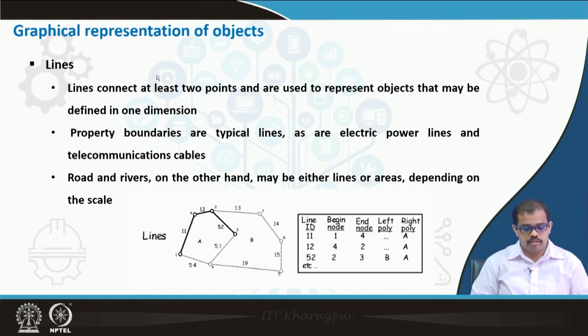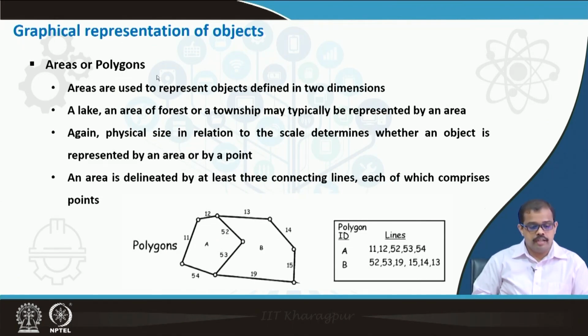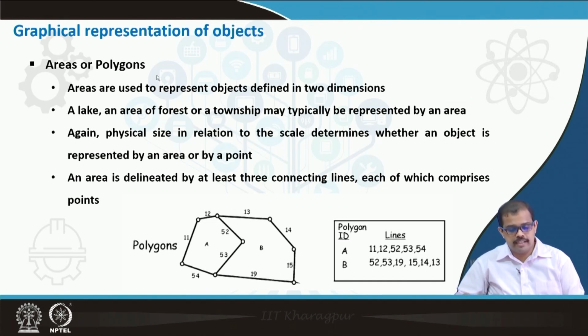So, depending on the scale that you have used, you represent polygons. Polygons are used to represent objects defined in two dimensions: a lake, an area of a forest, an area of a building, an area of a town. These are represented by areas or polygons. Again, the physical size in relation to the scale determines whether an object is represented by an area or a point.